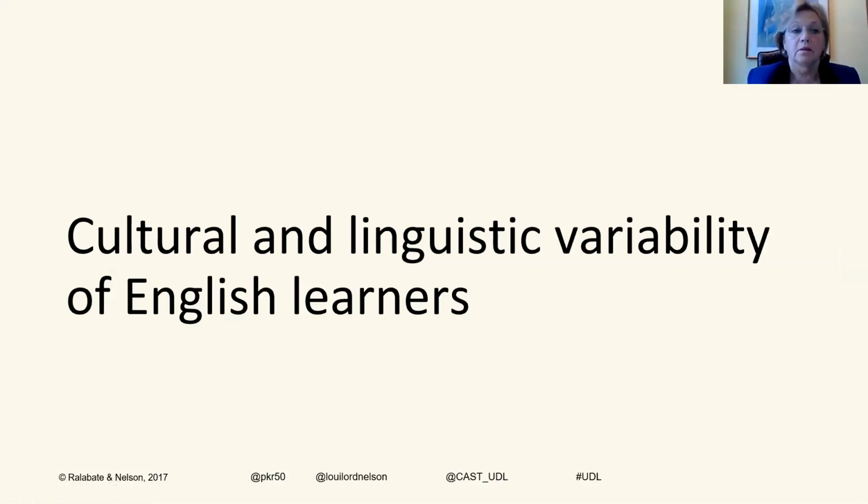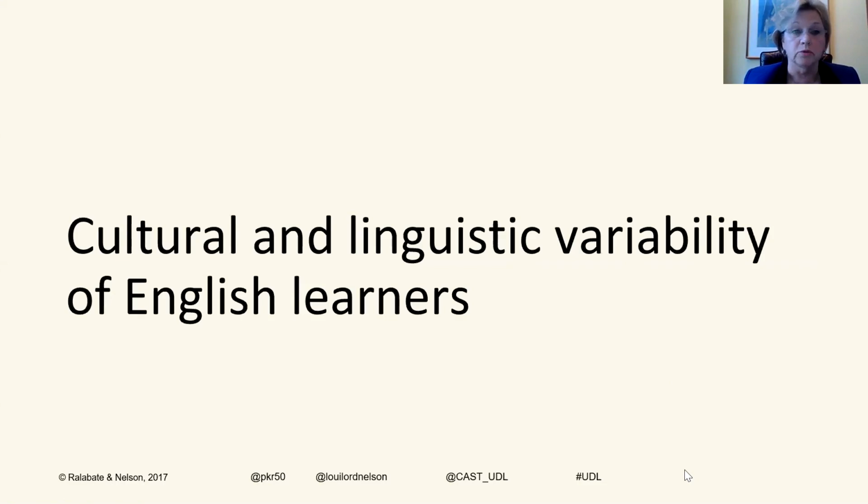So what Louis just went through was the connection, the braiding between culturally responsive teaching and UDL, using culturally responsive teaching as the base. Now what we're really going to be talking about is how do we use universal design for learning as the base when we're looking at culturally and linguistically diverse learners, particularly those learners who are learning English as a second or a dual language.